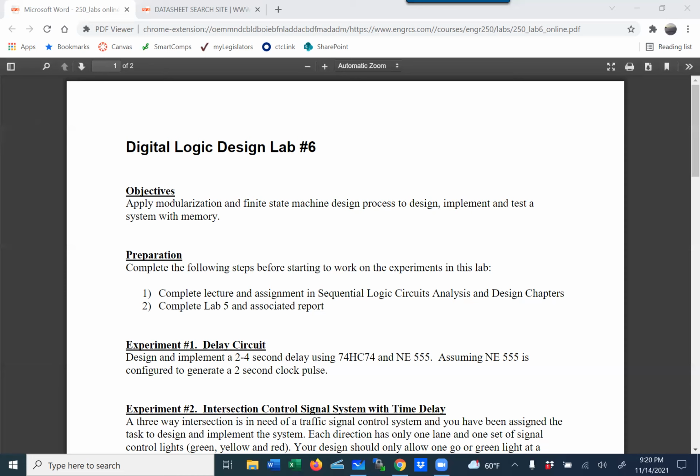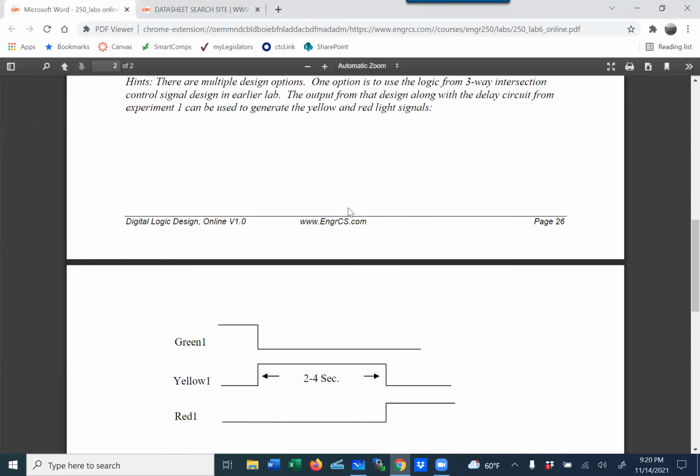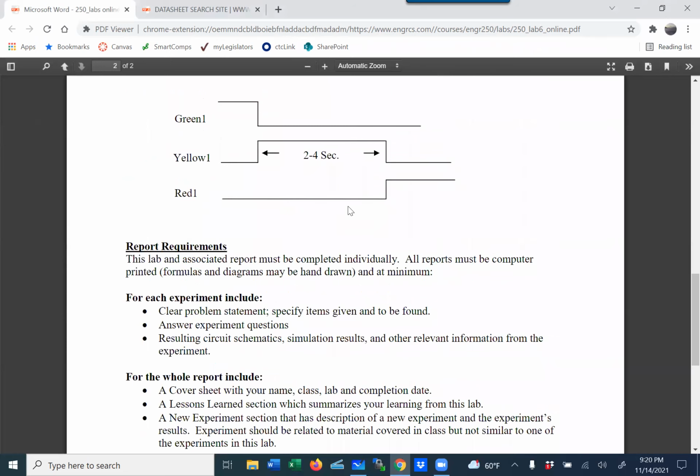So we used to go from green to red automatically without having that yellow caution in the middle. Now we're going to create that, which means our timing diagram would look more like this. When the green goes from being lit to not being lit, we need to turn the yellow on, and then after 2 to 4 seconds, we need to come back around and turn the red on. Okay, so that's our goal.